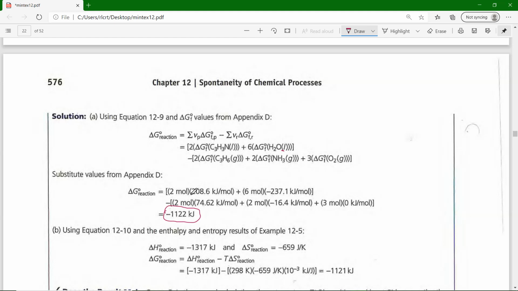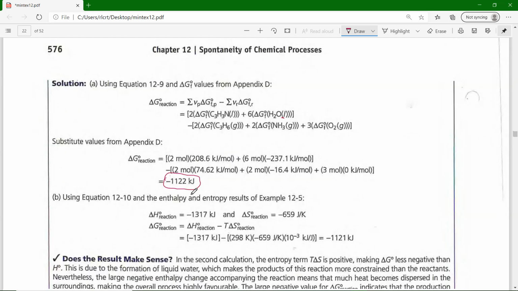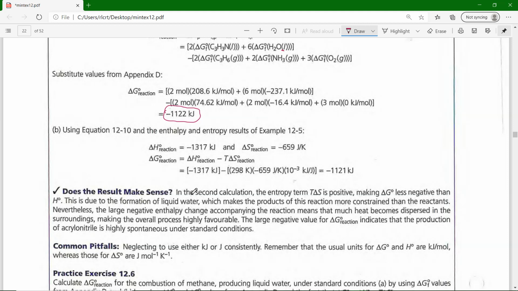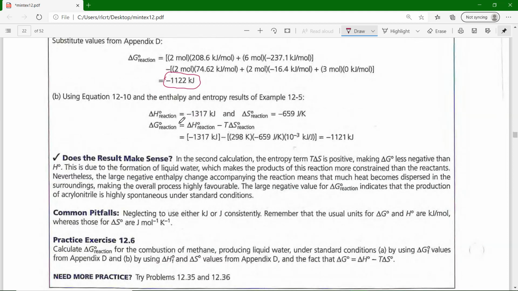Now, if you didn't have those delta G naught formation values, but you had previously determined delta H naught and delta S naught, then you can get delta G naught. So delta H naught from the previous example we did in the first lecture in this chapter, minus 13.7 kilojoules, minus R, 298.15, and delta S naught was minus 659. But if you want it in kilojoules, you have to divide by 1,000, right? 10 to the minus 3 kilojoules in a joule, fine. And you get minus 1121. So it works either way.